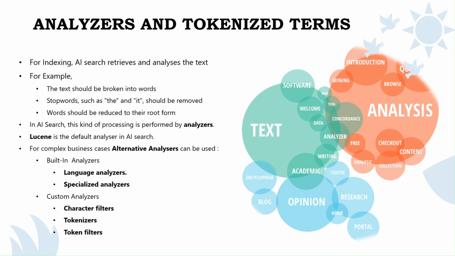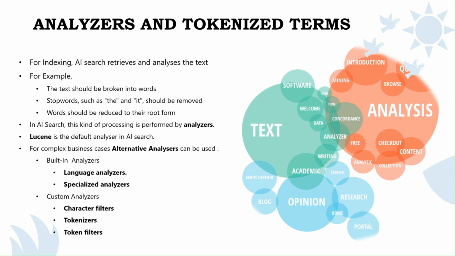When Azure AI Search indexes your content, it retrieves text. To build a useful index, that text needs to be processed. For example, the text should be broken into words, often by using white space or punctuation characters as delimiters. Stop words such as the, it, etc. should be removed because users don't search for them. And words should be reduced to their root form. For example, past tense words such as ran should be replaced with present tense words such as run.